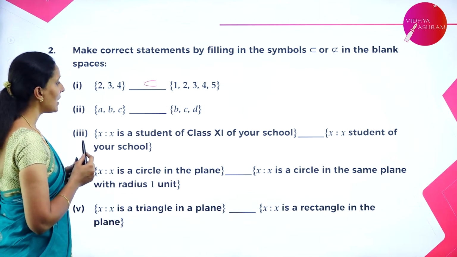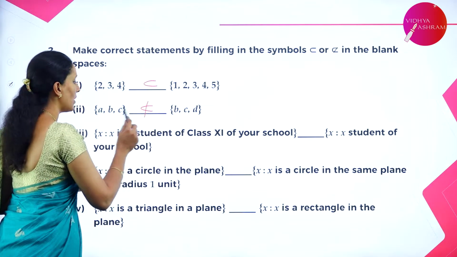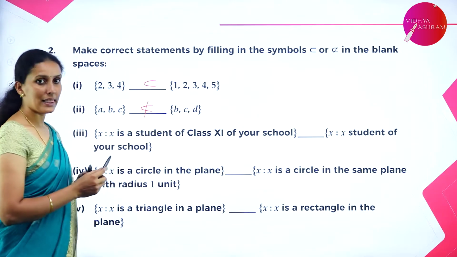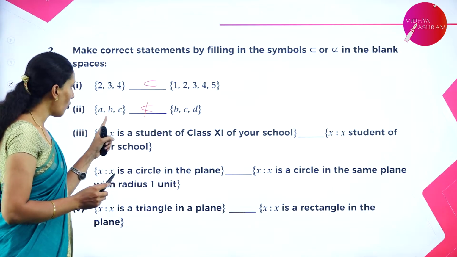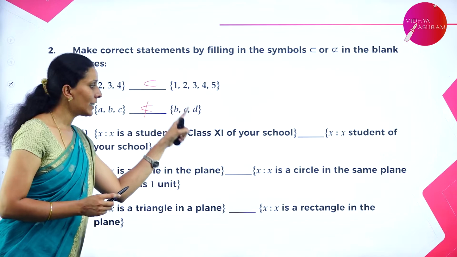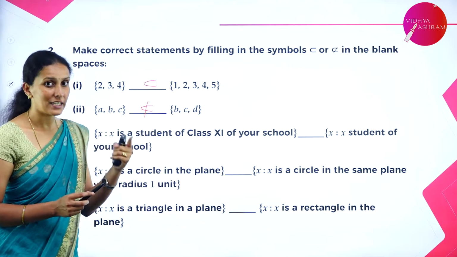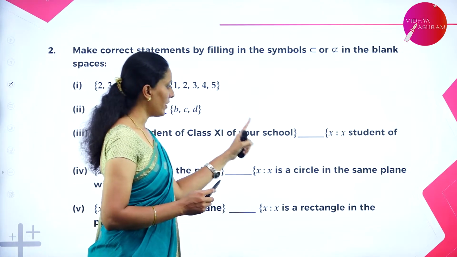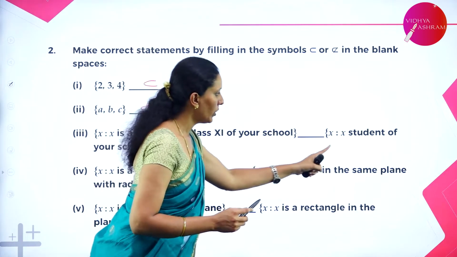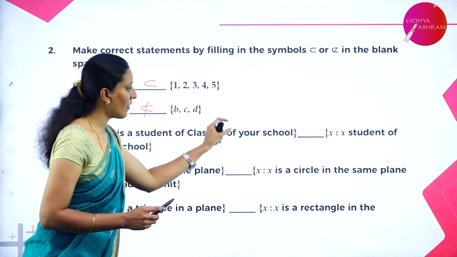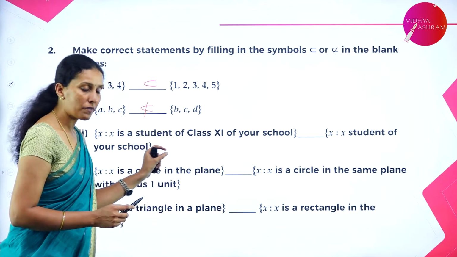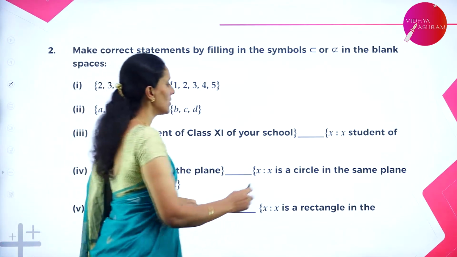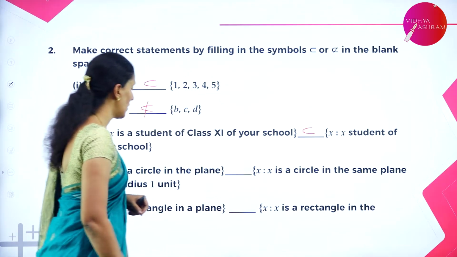Next, {A, B, C} is not a subset because A is not contained in this set. Every element of the first set should be in the second set, then only we say it is a subset. X is a student of class 11 of your school and Y is a student of your school. Yes, class 11 students are a group of students inside your school. So, therefore, it is a subset.